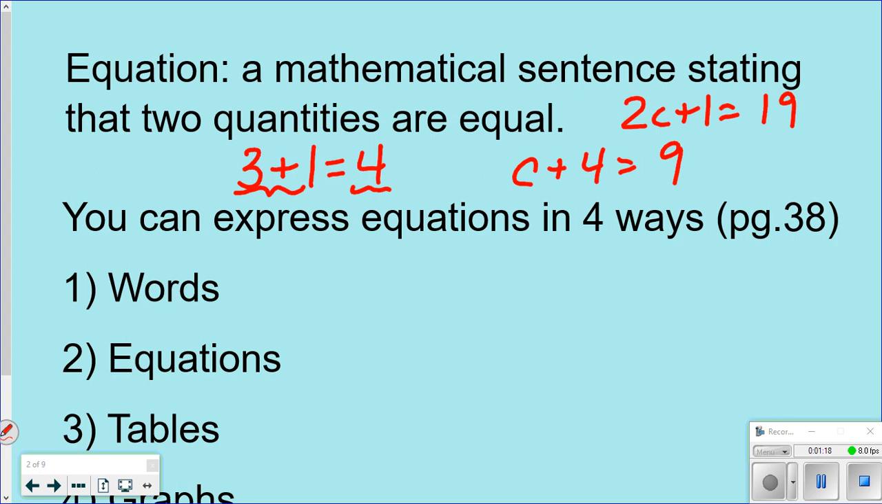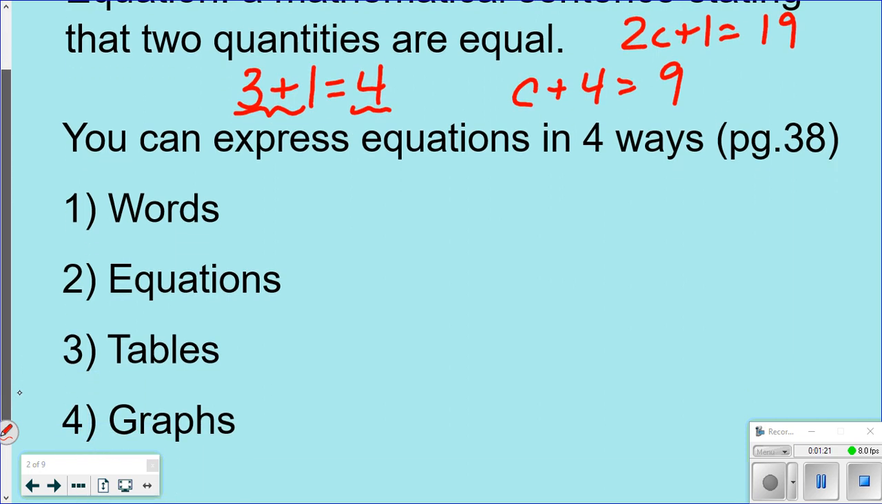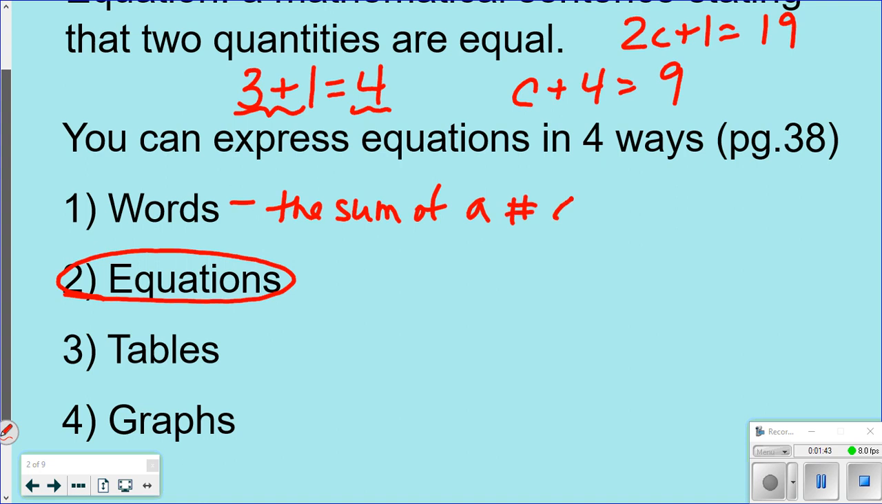Now, if you look below here, equations can be expressed in 4 different ways. This is found on page 38 of your book, if you happen to have it open. A lot of times we just think of an equation as this, but we don't think of the other 3. Words would be like: the sum of a number and 3 is 9. What's the number? That's an example of a word type of equation.